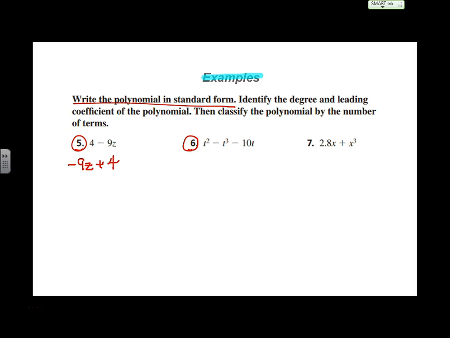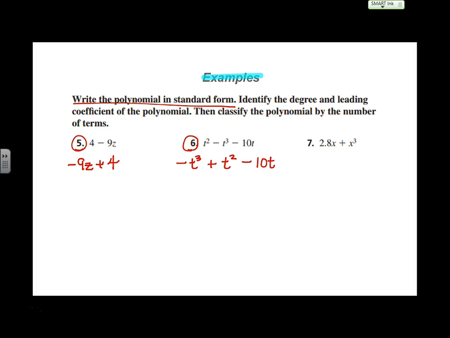For number 6, who should go first? The highest exponent. I remember this: t cubed. What sign does he have before him? Negative. Who should go next? Plus t squared, and the sign in front of him is a positive. And then minus 10t. 10t should go last with a negative. We always put the highest degree or exponent first going down.